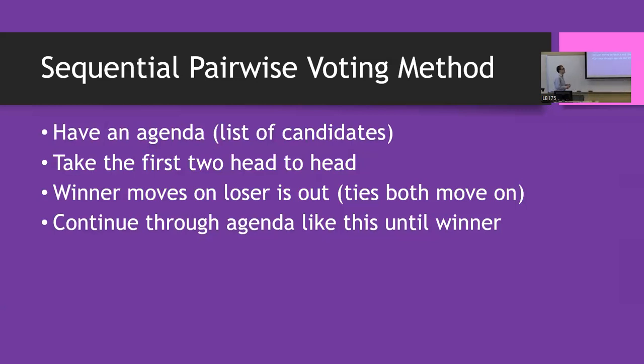The first two are going to compete in a head-to-head battle. Now, when we do a head-to-head battle, all we care about is who's more preferred and who's least preferred. Winner moves on and challenges the next person in the sequence. And the loser is out. And you just keep doing this over and over until you get one candidate remaining that wins.